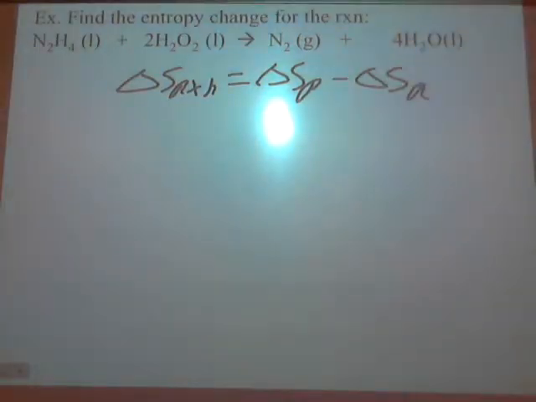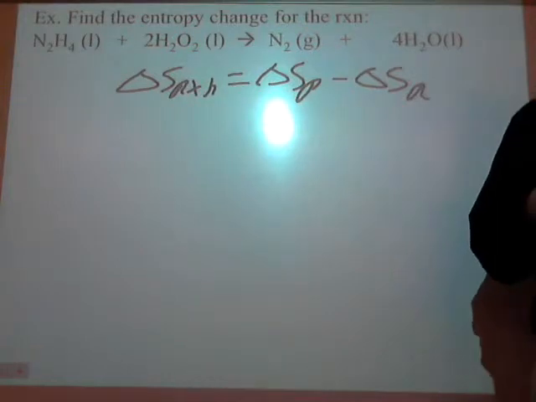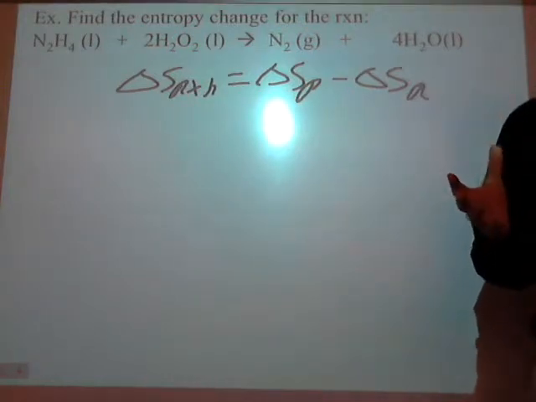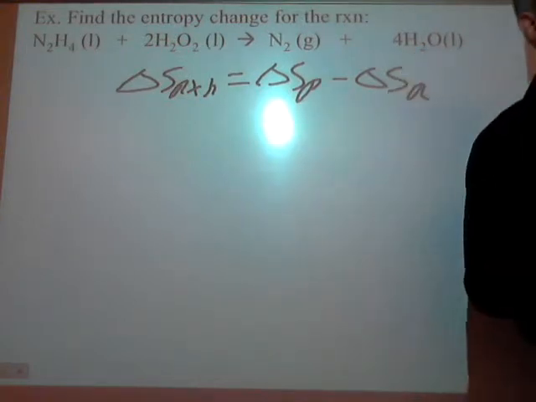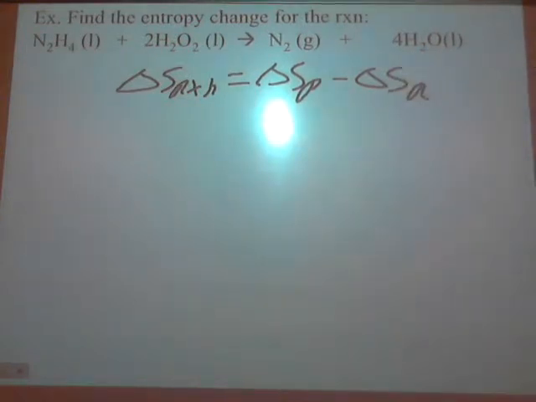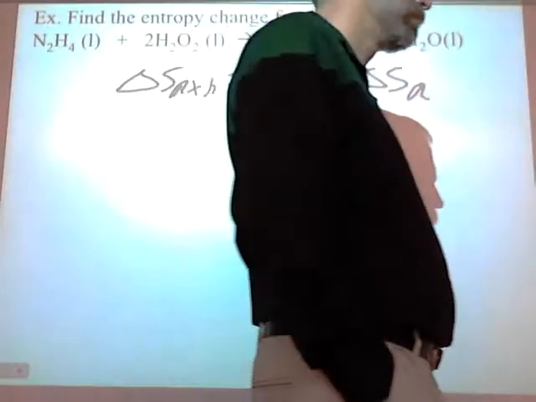Where are you going to find those values, by the way? Appendix K. In case, I just realized I haven't mentioned this yet, guys, but you've only been using the first column. Guess what the second column says at the top? Delta S, yeah, entropy. Actually, it says S. But try this one. See if you get it right.